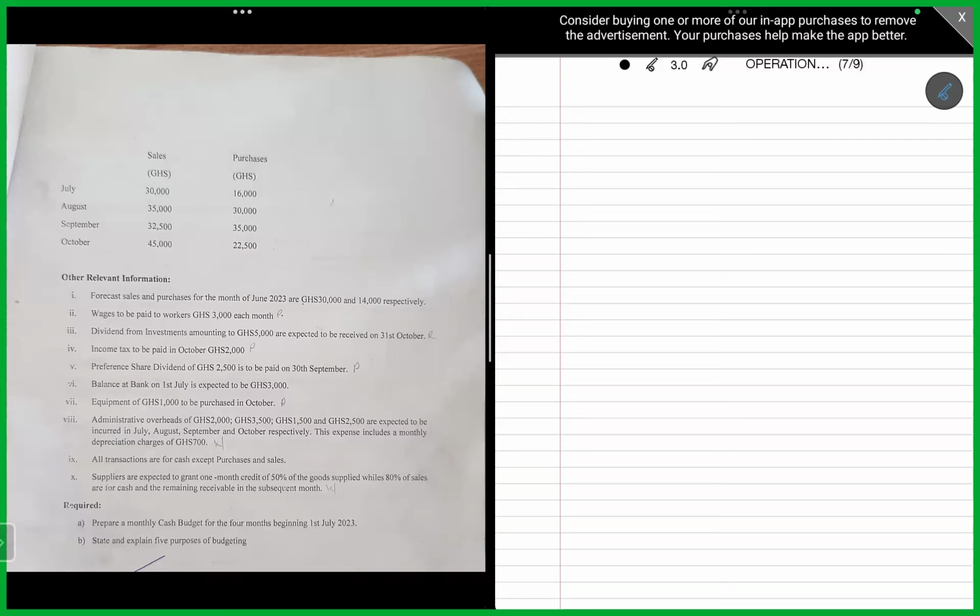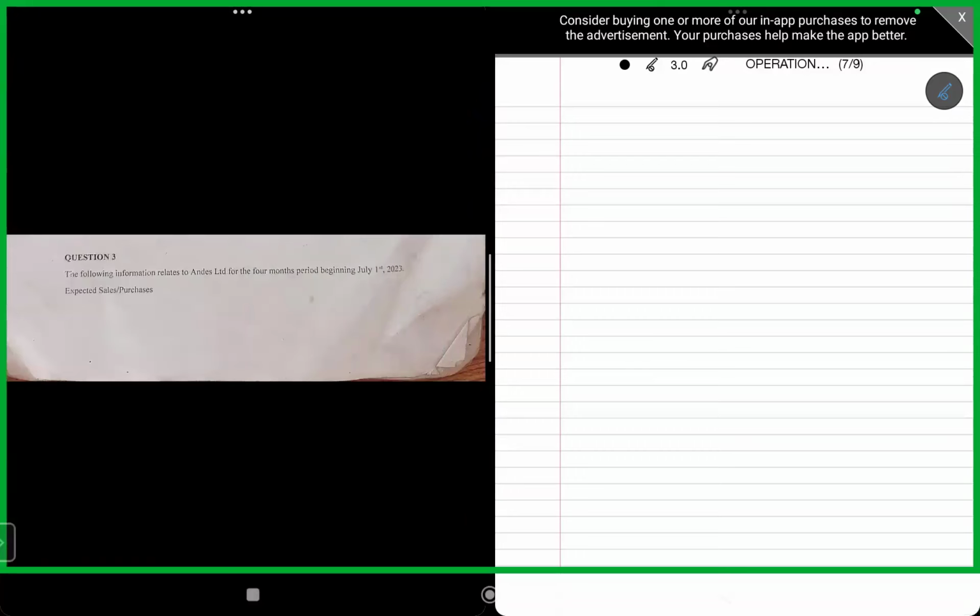A. Prepare a monthly cash budget for the 4 months beginning 1st July 2023. B. State and explain 5 purposes of budgeting. Then the following information relates to Andes Limited for the 4 months period beginning 1st July 2023. Expected sales budget is. All right. So you start.